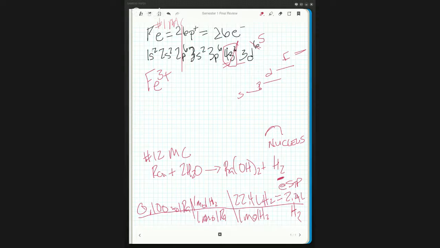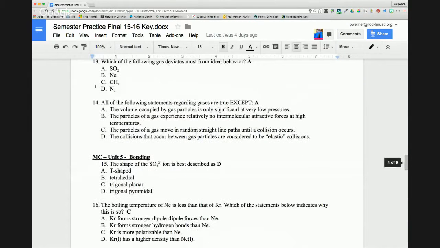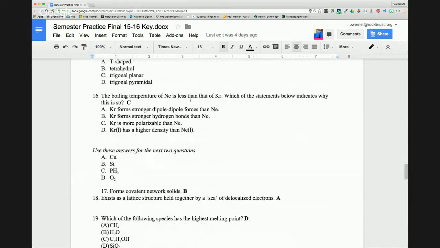And let's go back to the test. And the answer is A, 2.24. Excelente. All right. And the last one on your list was number 16. The boiling temperature of neon is less than that of krypton. Which of the statements below indicates why this is so? C, krypton is more polarizable than neon.